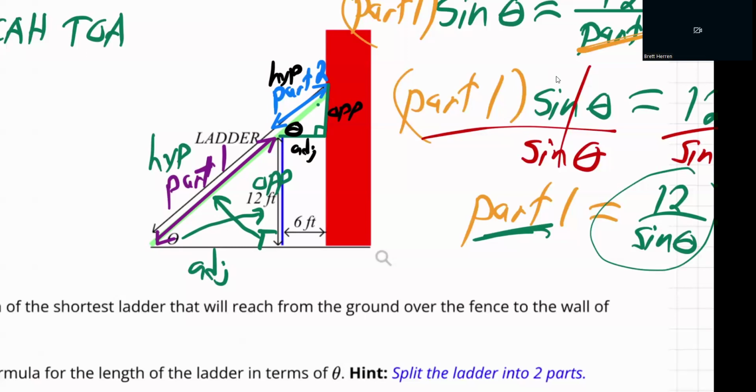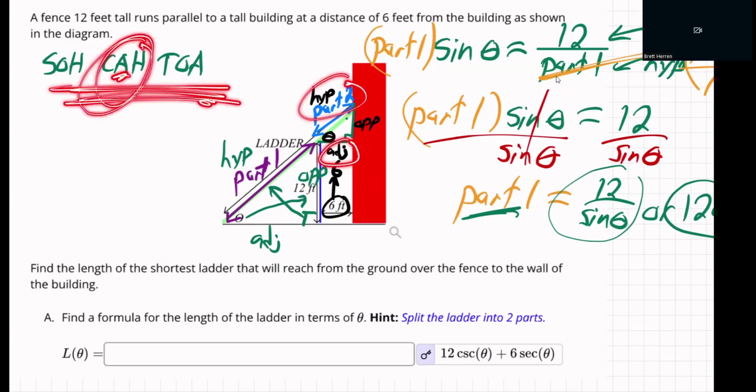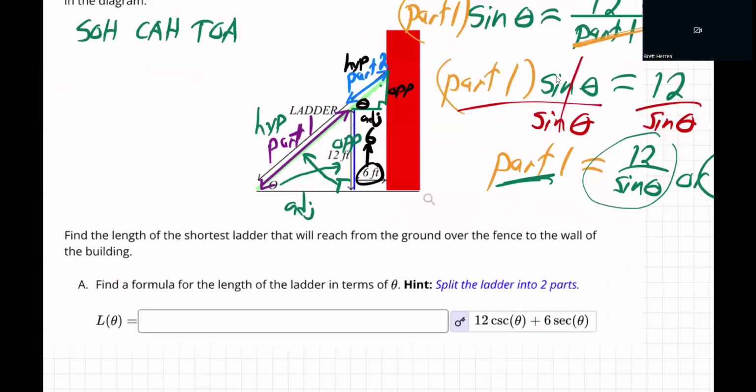And what do I know? I know the adjacent down here is 6 feet. This part is 6, drops right down here. The adjacent must be 6. So now I want a trig relationship involving the adjacent and the hypotenuse. Again, I want part two, the hypotenuse. This time I know the adjacent and I don't know anything about the opposite. Which one of these involves adjacent and hypotenuse? Cosine. So that's cosine.